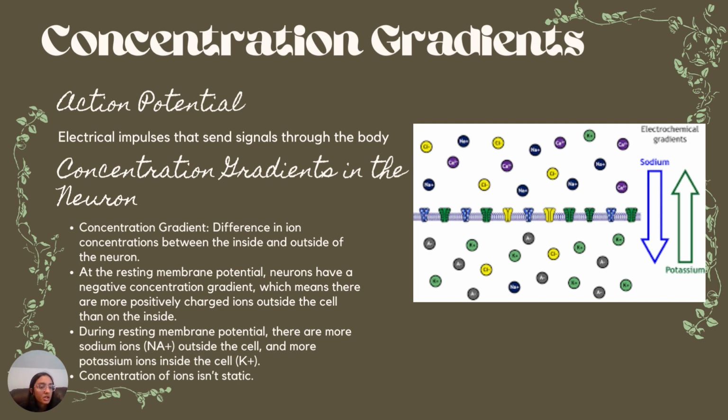During resting membrane potential, there are more sodium ions outside the cell and more potassium ions inside the cell. However, this concentration of ions isn't static, as ions are flowing in and out of the neuron constantly in order to equalize their concentrations.